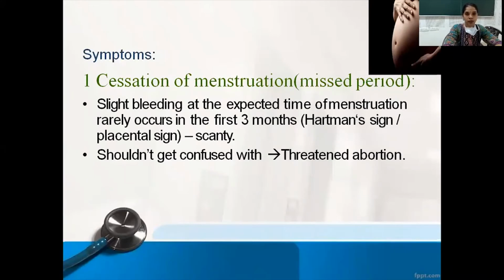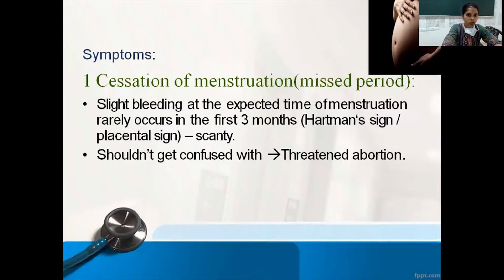If the patient comes in the first 12 weeks of pregnancy, that is in the first trimester, the symptom we regularly see, as we have seen, is the history itself: cessation of menstruation. Missed menstrual period itself is the pregnancy symptom. But sometimes there is a slight bleeding every month at regular intervals. For the first 3 months, there might be slight bleeding at the exact time of the menstruation. But it's not menstruation. It is a slight bleeding at the expected time of menstruation, which rarely occurs in the first 3 months.